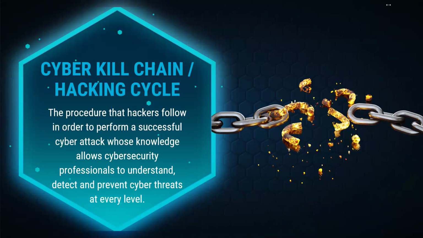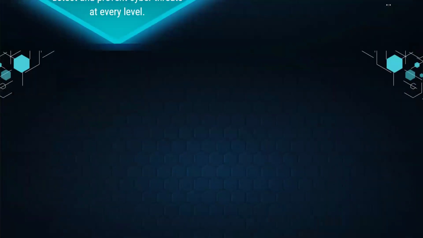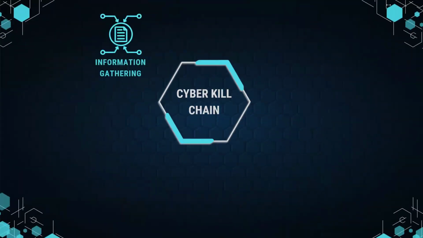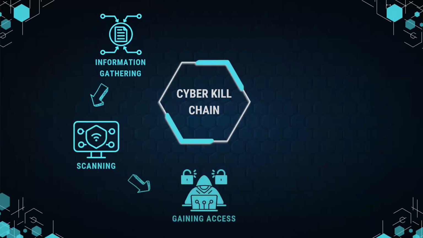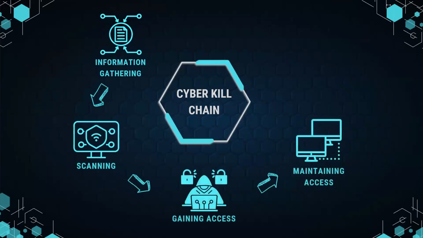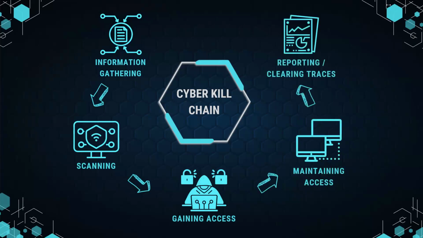And the cyber kill chain consists of 5 important steps. There's information gathering, then scanning, then gaining access, then maintaining access, and then reporting or clearing traces. If you clearly observe, only the last step has 2 different terminologies, reporting or clearing traces. That is where it makes all the difference between a hacker and an ethical hacker. Other than that, the first 4 steps are exactly identical for any procedure. And now I'm going to briefly explain each of these steps to give you a better idea about the entire course.